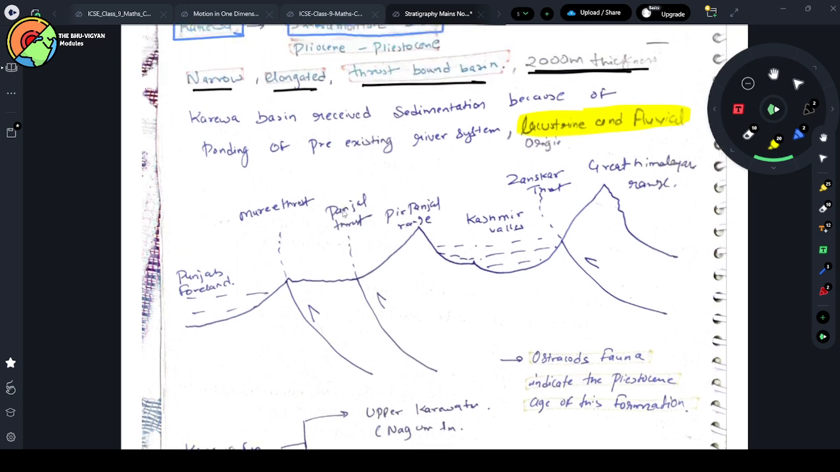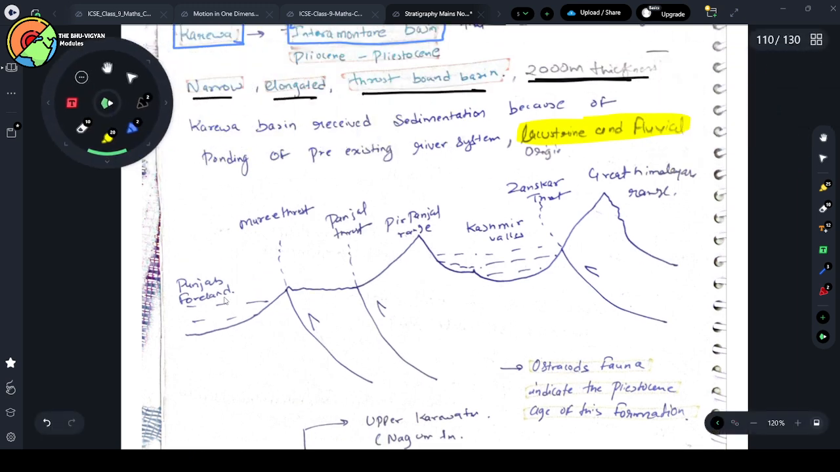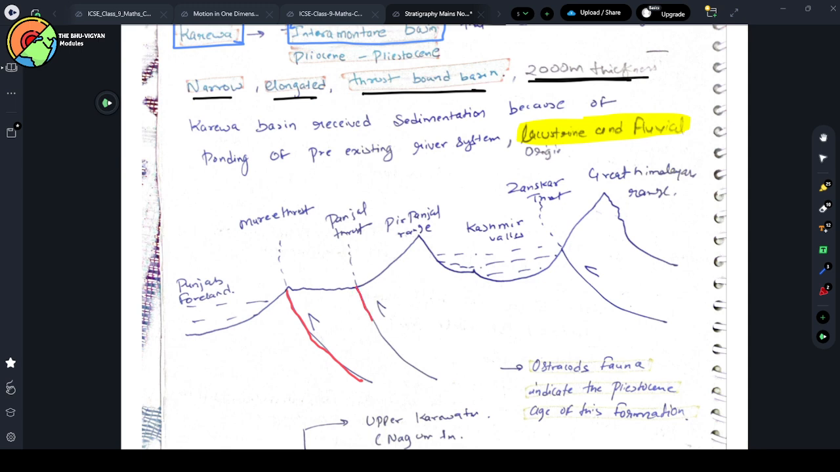Now if we talk about the tectonostratigraphy of this, here is our Punjab foreland and here is our Greater Himalayas. So here it is north and here it is south. We get the Murree thrust here. This is the Murree thrust, this one. Then we have the Panjal thrust. Okay, then we have the Pir Panjal range. Then here the Kashmir Valley is present. Here we have the Zanskar thrust, this one, and here we have the Great Himalayas. Here the Punjab foreland is present and here the Great Himalayan range is present. Okay.